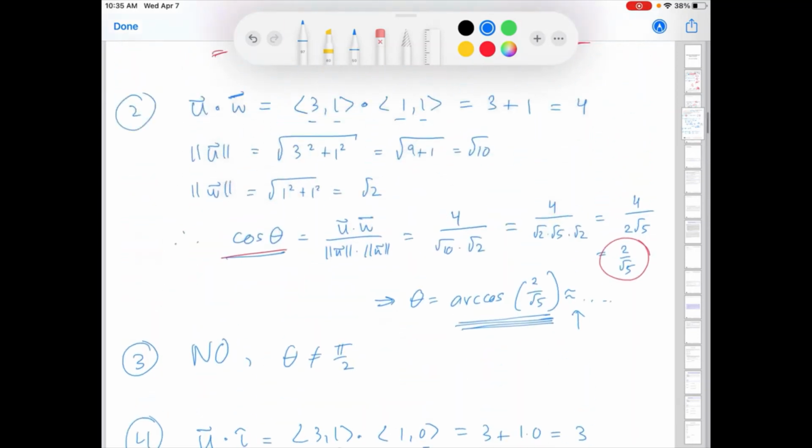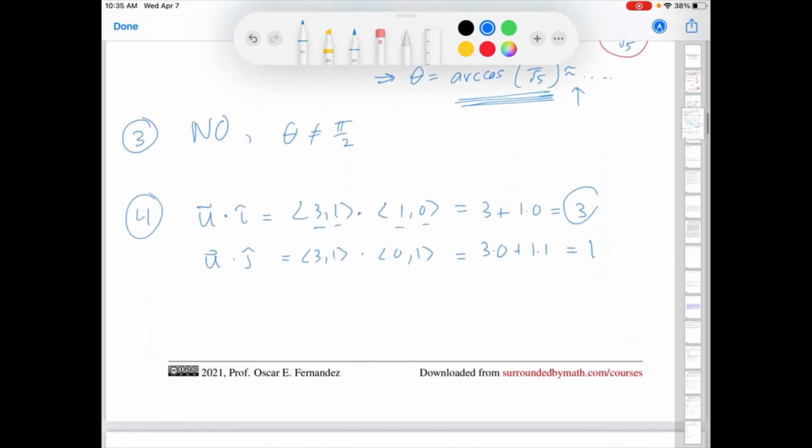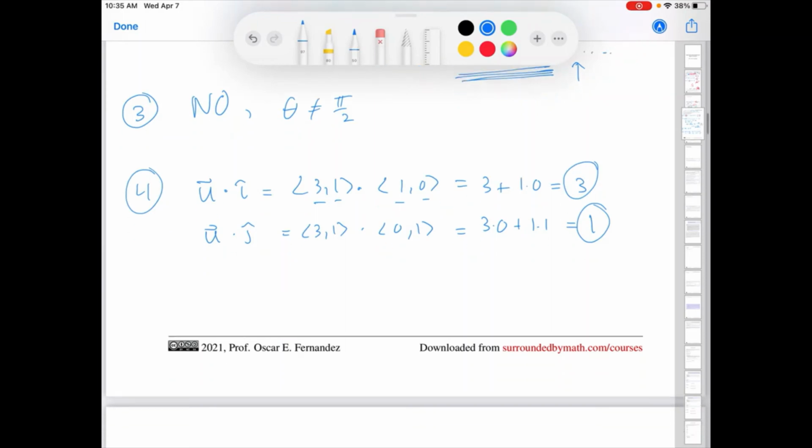So that's basically all that I asked you to show for number 4, that in fact u dot i is 3 and u dot j is 1. But again, this ends the example, so now I'm going to launch into basically why I asked you to show this.